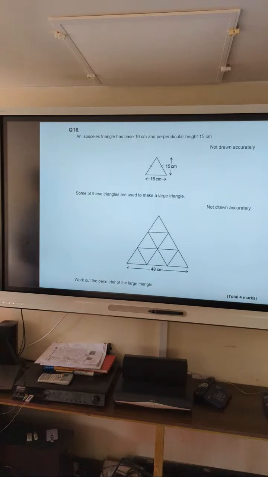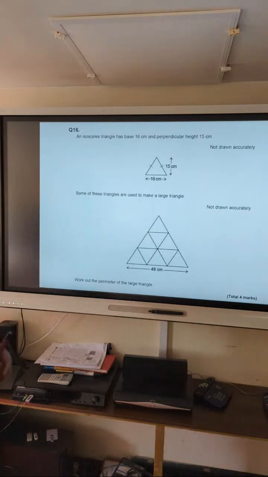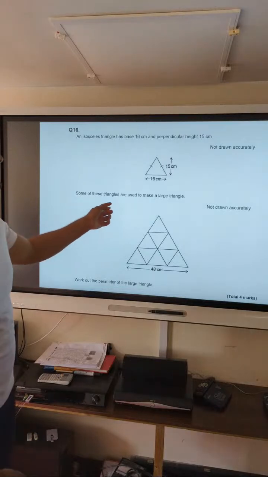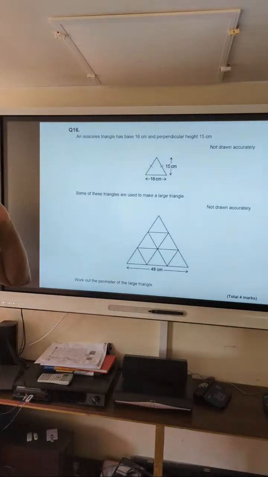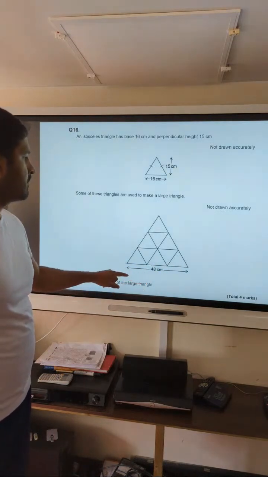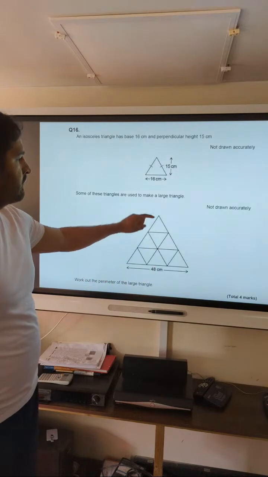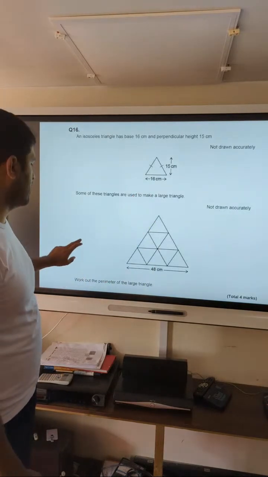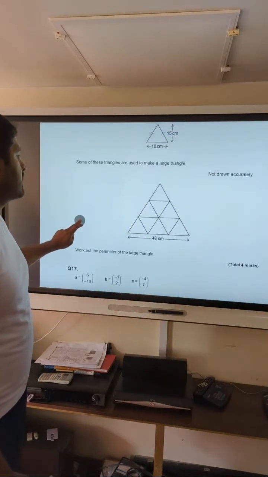Question 16. An isosceles triangle has base 16 centimeters and perpendicular height 15 centimeters. Some of these triangles are used to make the large triangle. So you've got 16, 16 and 16, 3 of those, and then 15, 15 and 15, so 45 is the height of that triangle. Work out the perimeter of the larger triangle.